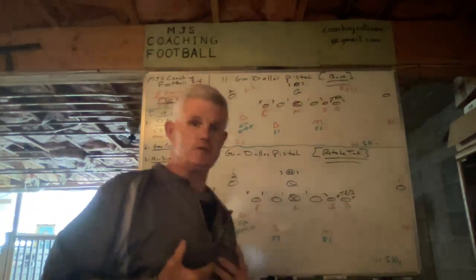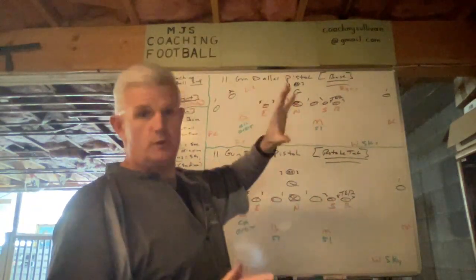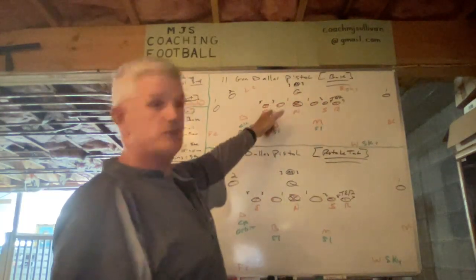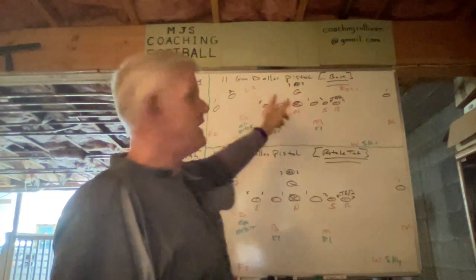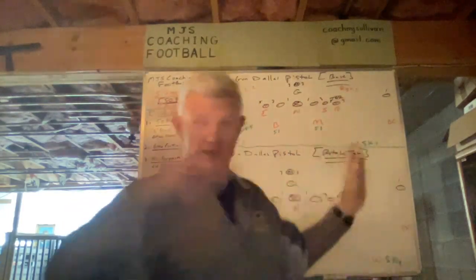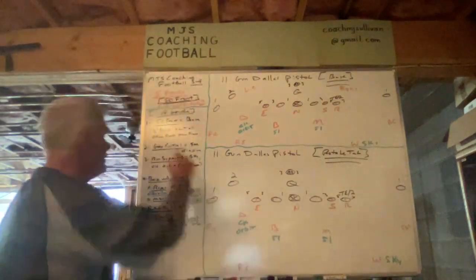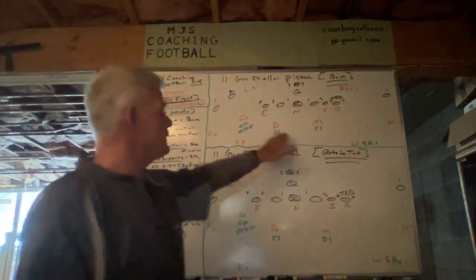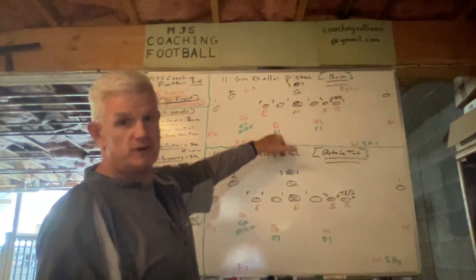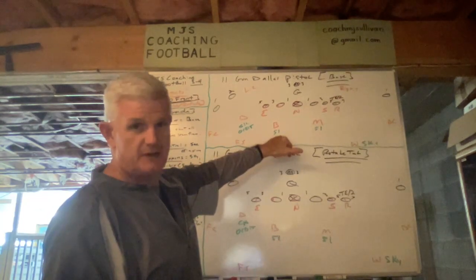For us, we number the gaps, and we're not reinventing the wheel here. A gap is 1, B gap is 3, C gap is 5, D gap is 7. And that's it. Boom, done. It's the same down here. So for gap control, for our inside linebackers, the first digit is their play side gap. The second digit is their backside gap.